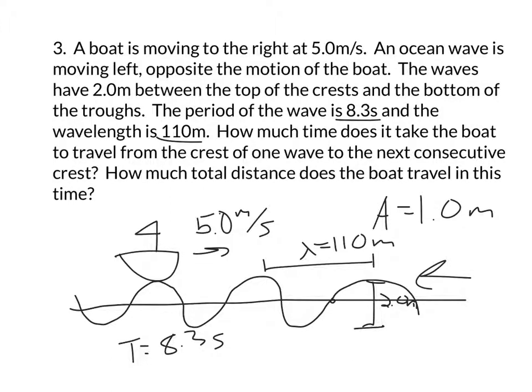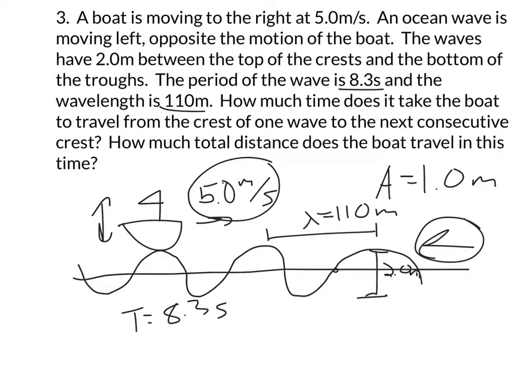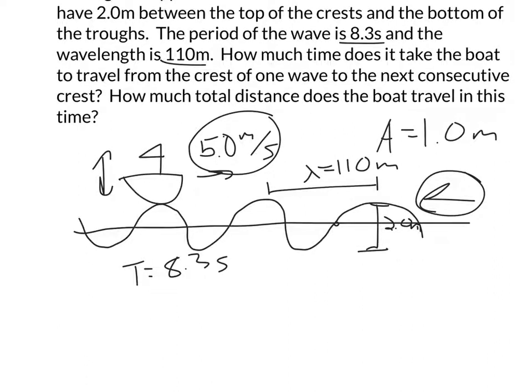So for the boat, it's got two motions going on. It has an up and down motion as it goes across the waves, and it has a forward motion. Now it's going forward at 5, but the wave is going backward, and we don't know how fast the wave is going backward. So essentially we're going to have to add those two velocities together to get the total speed of the wave relative to the boat.